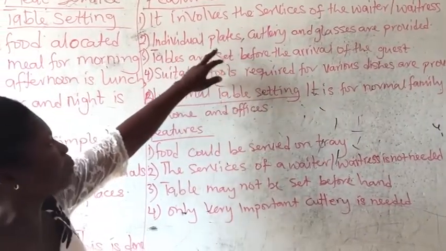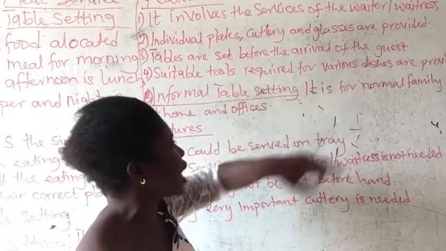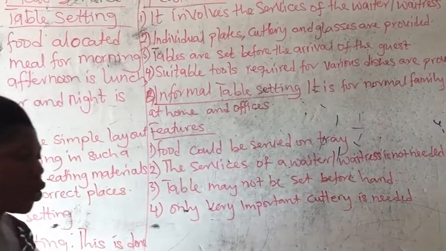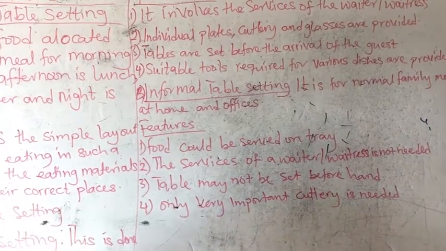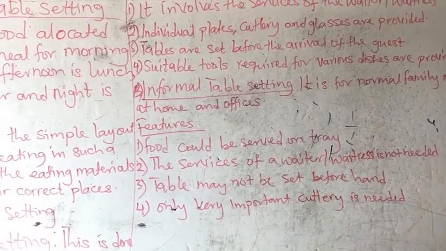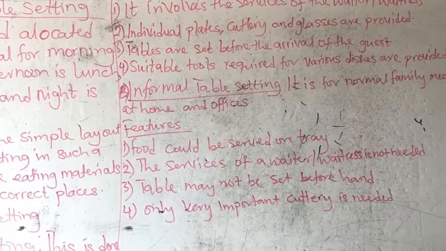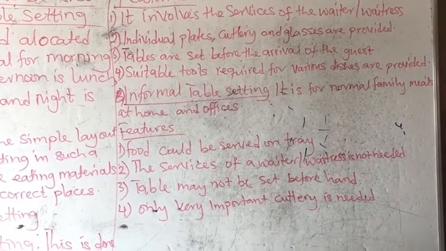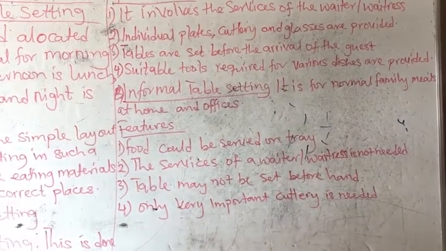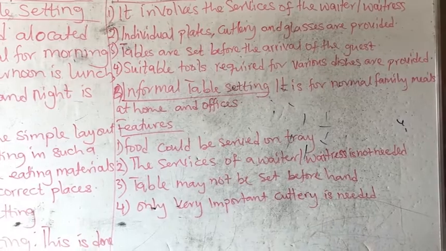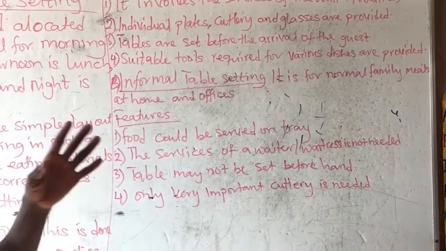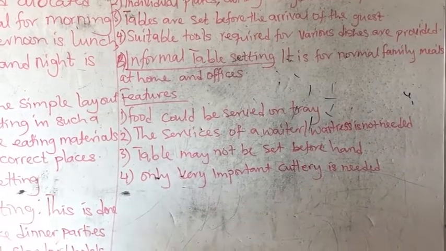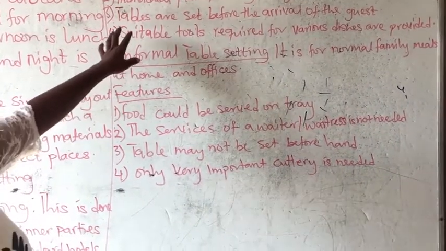Then individual plates, cutlery, and glasses are provided. On the table, you see your plate. When we talk of cutleries, you know the fork, the table knife, and your spoon. Those are the cutleries. And the glasses, we have a lot of them. The wine glass, the drinking glass, then the ice cream glass, they are all there in order.